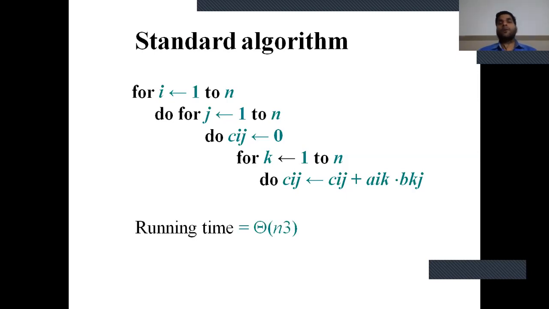So the time complexity of this standard algorithm: k depends upon j, and j depends upon i. One for loop for i, for loop j inside i, and for loop k inside j. Each for loop is nested inside the other. So the time complexity of this standard algorithm equals theta of n cube.